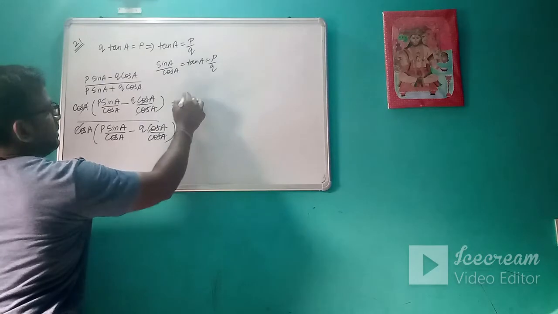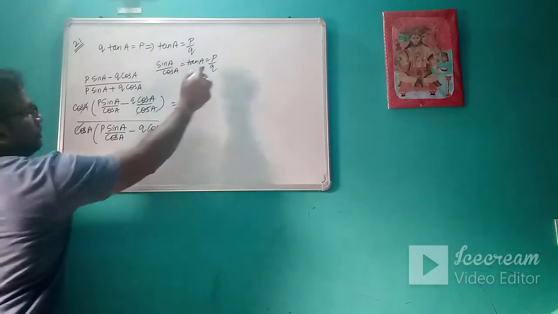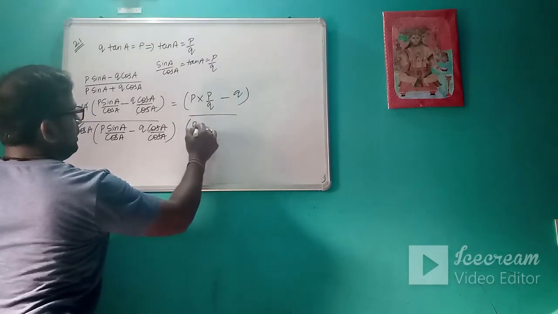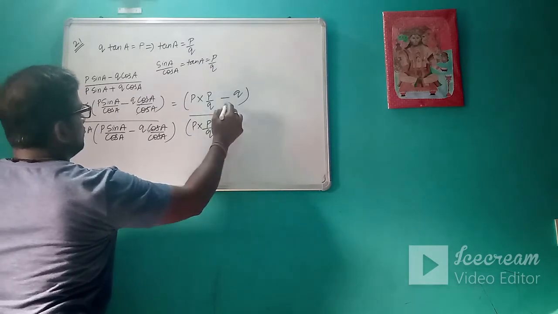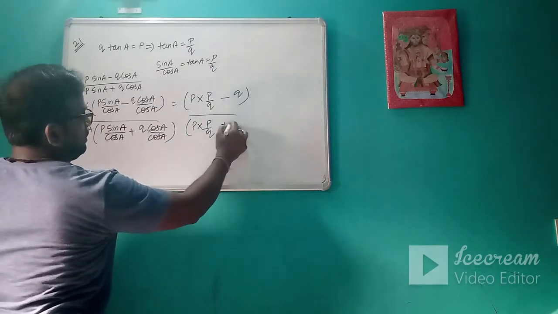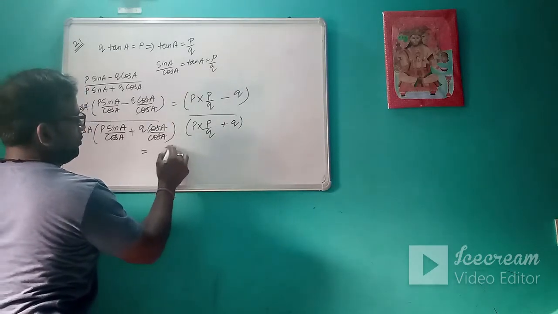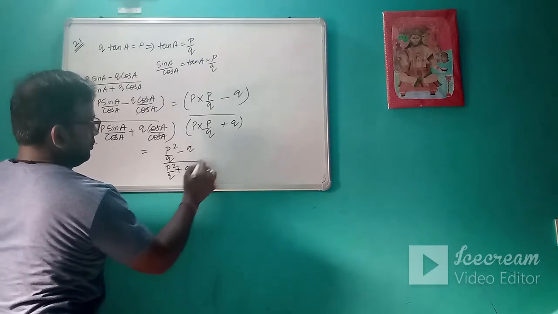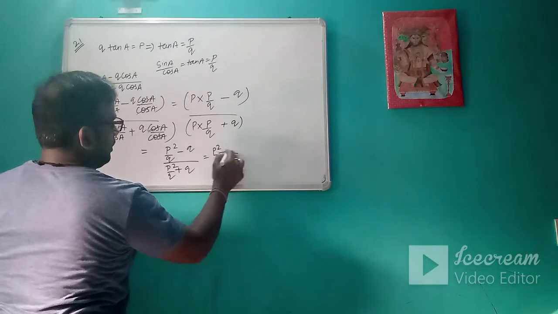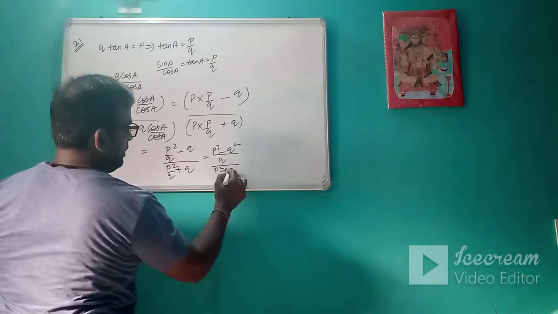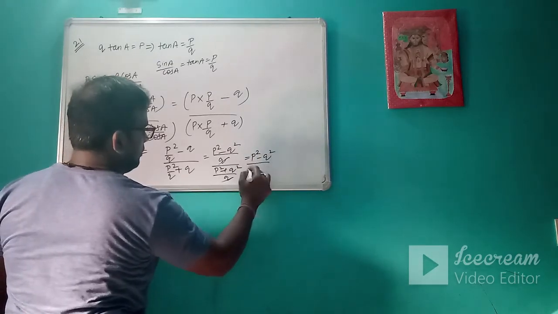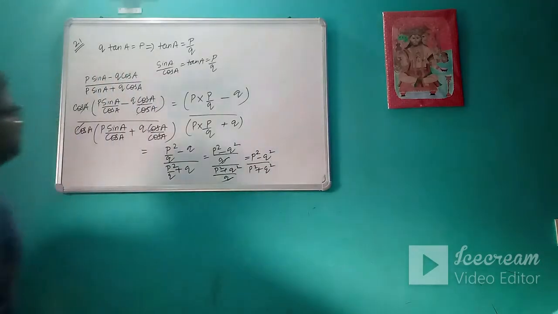So what you will get? P into what is sin A upon cos A? P upon Q minus Q, upon P into P upon Q plus Q. So this you can solve: P square upon Q minus Q, upon P square upon Q plus Q. Take the LCM. P square minus Q square upon P square plus Q square upon Q. Q and Q cancel, you will get the answer (P square minus Q square) upon (P square plus Q square). Okay, like this, one method.